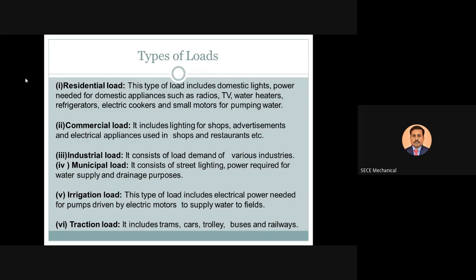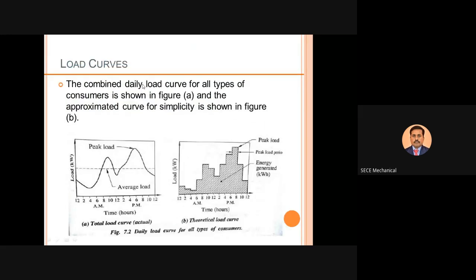So by the different applications, we have classified the requirement of electricity into different categories. That is all called load. Load is nothing but electrical requirement. Based upon the uses, we categorized it into six types of load: residential, commercial, industrial, municipal, irrigation, and traction load. We have already discussed what is meant by load, and load curve we will discuss now. Load curve is nothing but a representation of how we use power for different purposes.